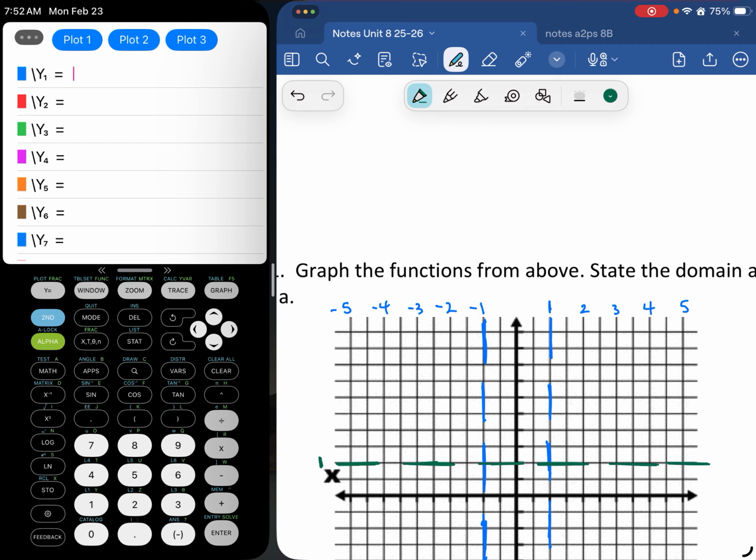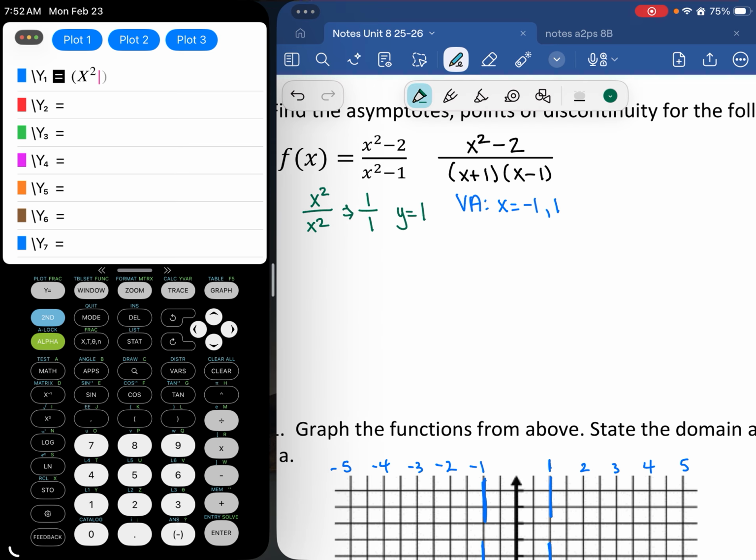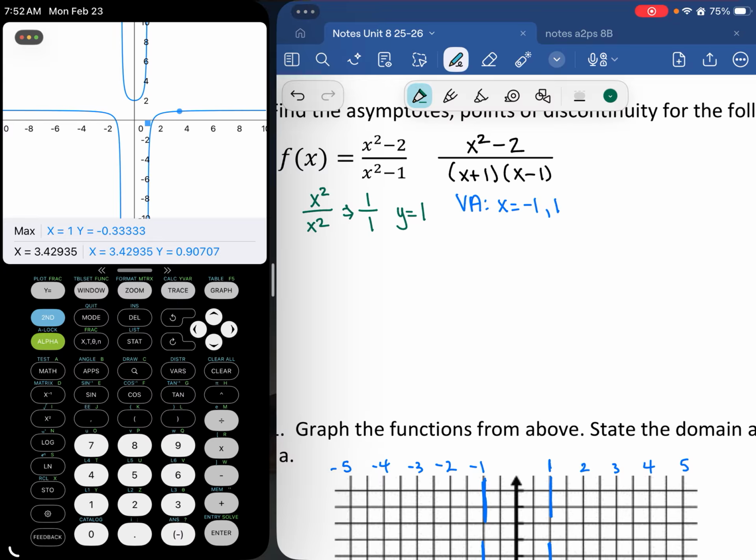Okay. And what I'm going to do is I'm going to type this in my calculator. So original problem, parenthesis, x squared -2, close parenthesis, divided by, parenthesis, x squared -1, parenthesis, enter. And I'm going to hit graph. And what you'll see is lots of fun stuff going down.